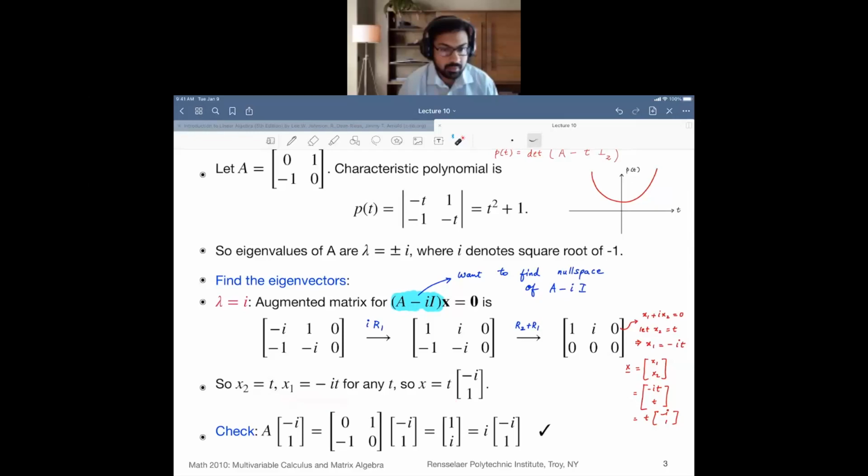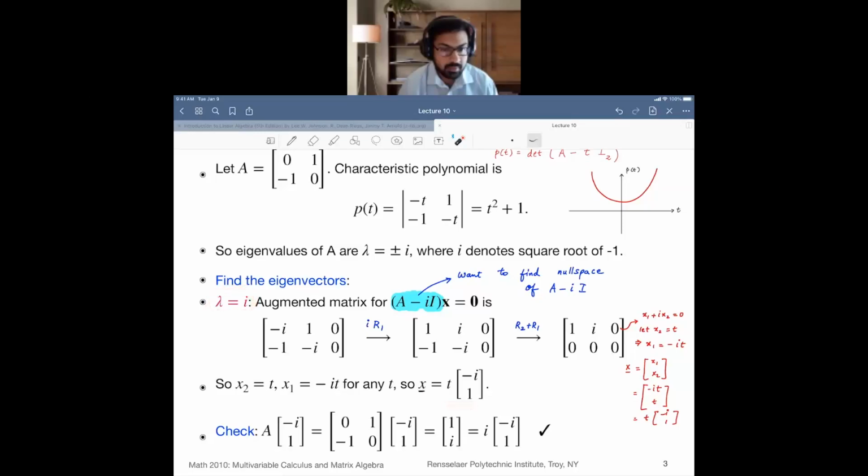And then you can write the eigenvector. This should be bold, so I'll just put an underline here. The eigenvector x here is going to be t, some arbitrary value, multiplied by negative i and 1. So all the vectors that satisfy this, for example negative 2i and 2, or negative 3i and 3, will satisfy that. All those vectors are going to be eigenvectors, which means we have found the null space of A minus small i capital I for the eigenvalue lambda equals i.